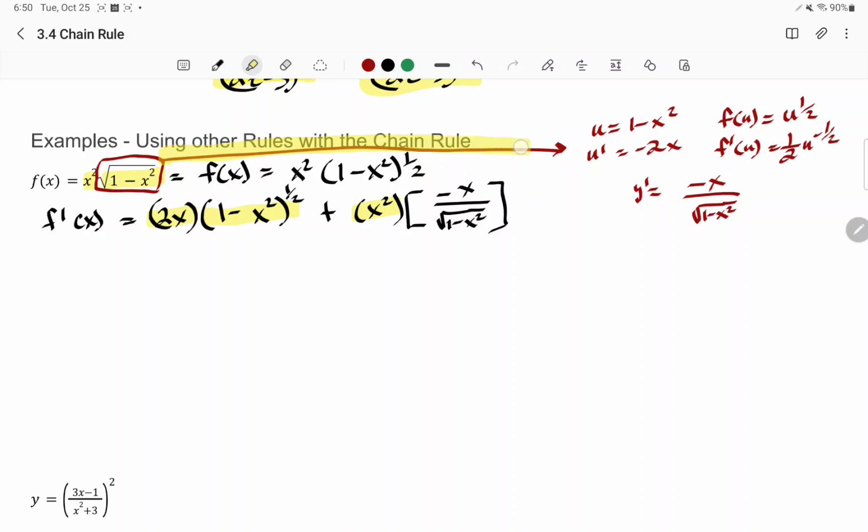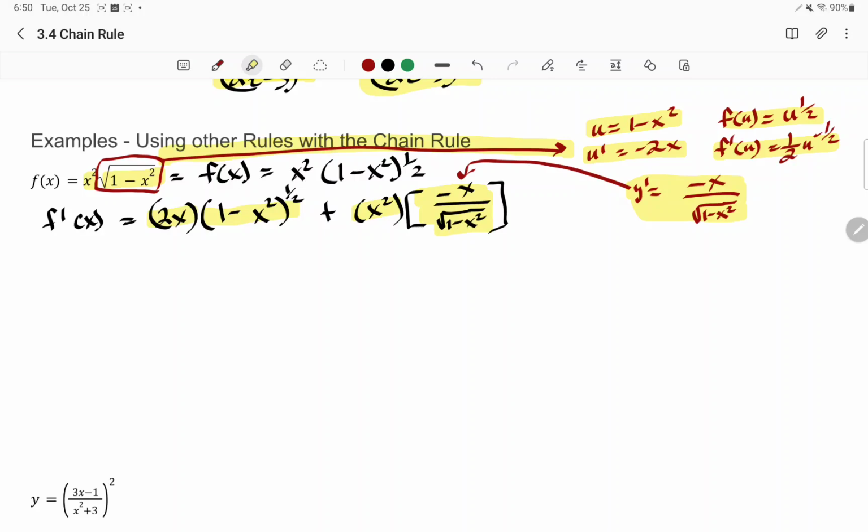So here, let's follow my arrow. I went ahead and identified the inside and the outside, found the derivative of the inside and the derivative of the outside, and then multiplied them together, and simplified it down to something like this. And that's what I plugged in right there. Okay, so that is the derivative of the second function in this product rule.